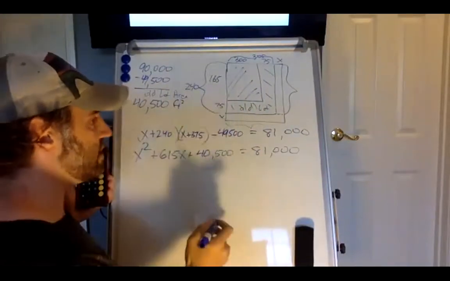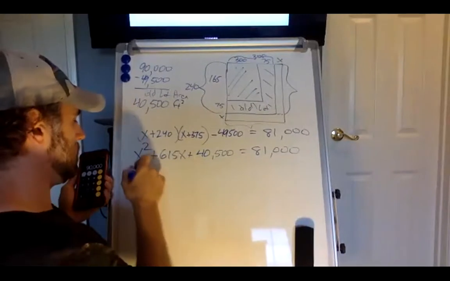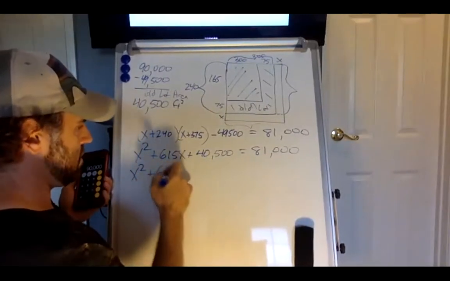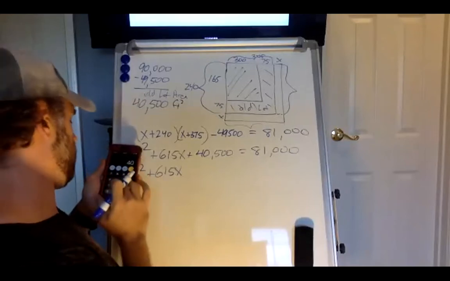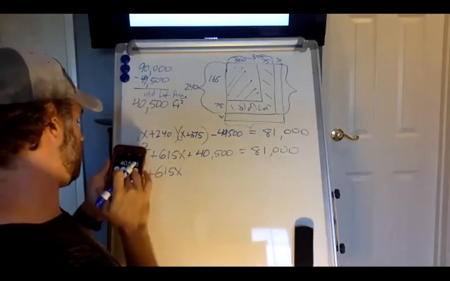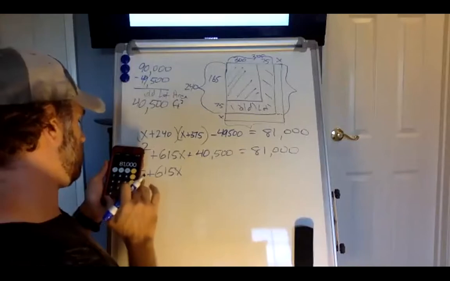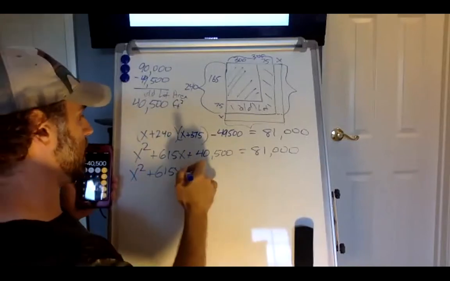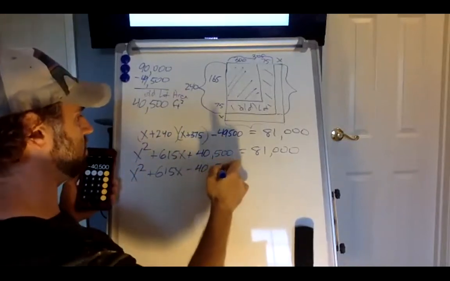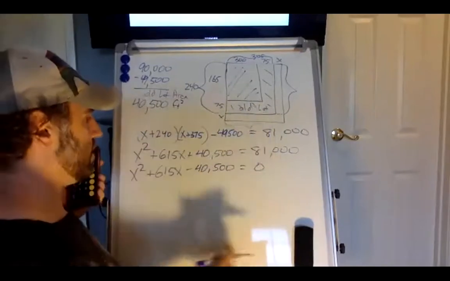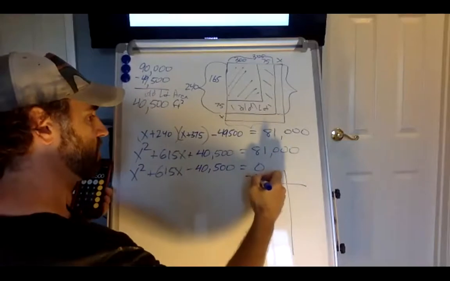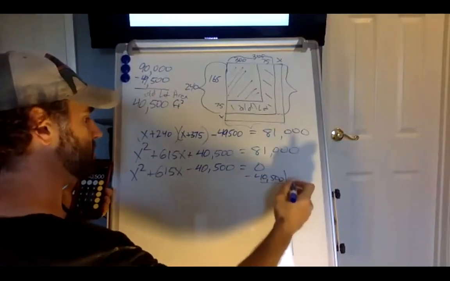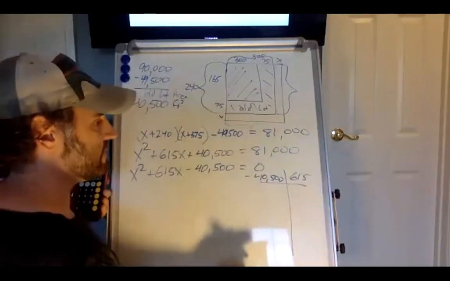Now I subtract 81,000. Oh, I see. So I have 4,500 minus 81,000, and it's just minus 40,500. So now the trick will be, what are the factors of this that are going to give me 615?